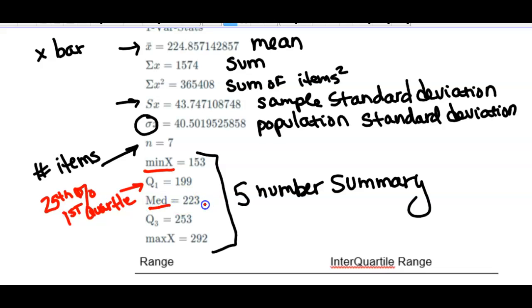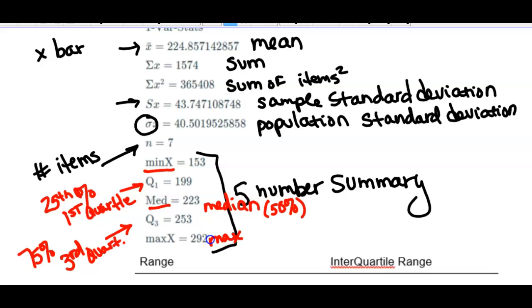This one is the median. You know that one, which is actually the 50th percentile. 50% of the data is above, 50% below the median. Okay, Q3 is the 75th percentile or the third quartile. And then the max.